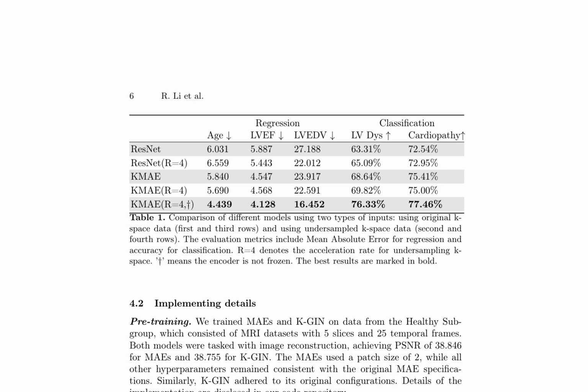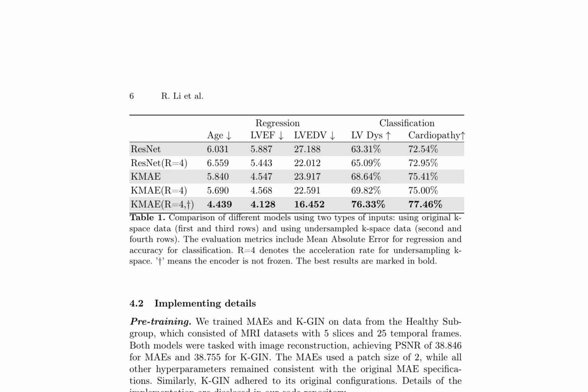This study presents a comparative analysis of 5 models: ResNet with an acceleration rate of 4, r equals 4, KMAE with r equals 4, and KMAE with r equals 4 but without freezing the encoder. The evaluation metrics employed are mean absolute error for regression and accuracy for classification.